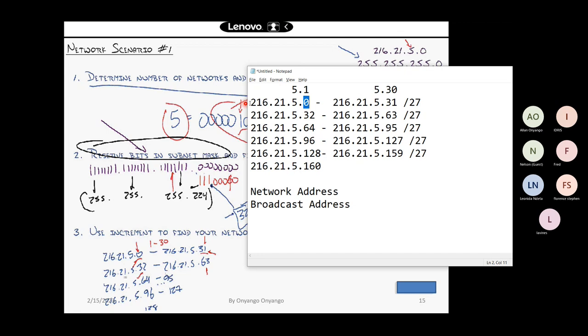I'm going to ask you questions here, so I want you to be keen. I'm going to ask you the same questions, but for the second range. Remember, these ones are different networks. The first network, you'll assign to one LAN. The second one, you assign to a different LAN. The third one to a different LAN, and so on and so forth. So my question for you is, for the second range, someone, you're allowed to answer: what is the network address in the second range?